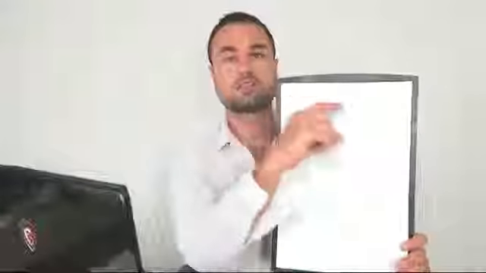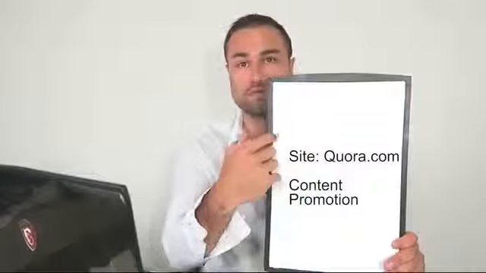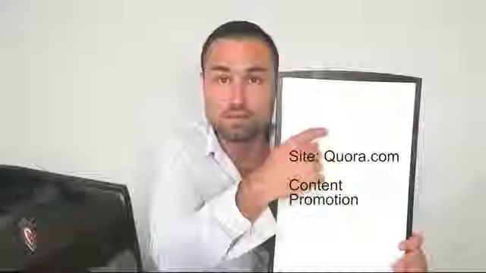So basically what you want to do is go to Google Alerts, and let me put this up over here. In the search query, you want to type in site, colon, Quora.com, and your keyword. For example, in this video, we're talking about content promotion. So my keyword is content promotion.